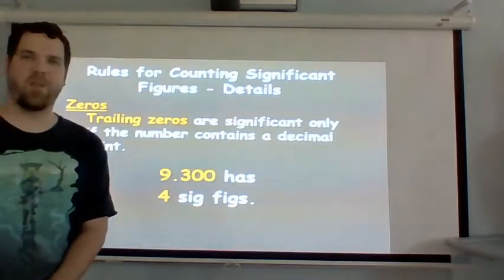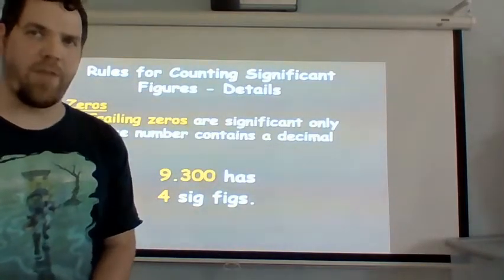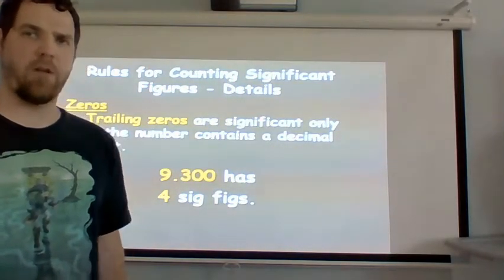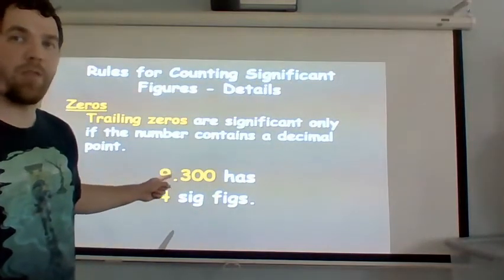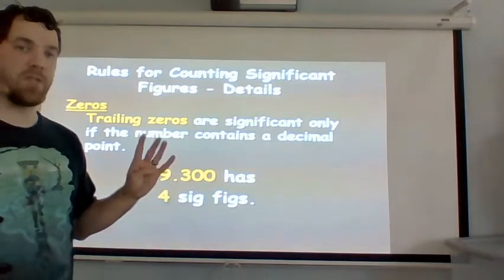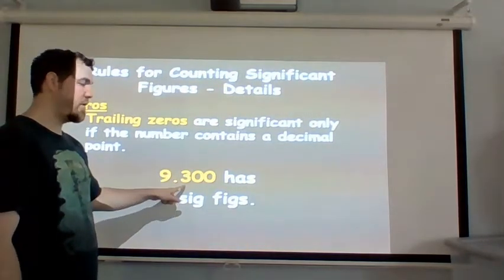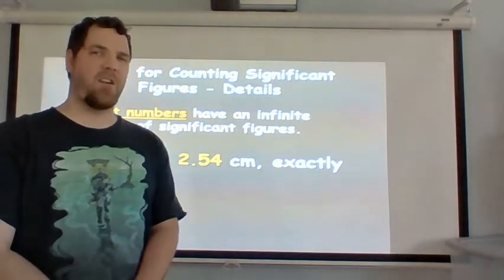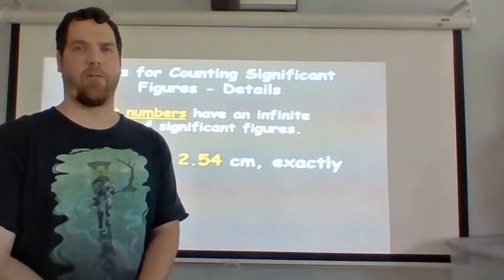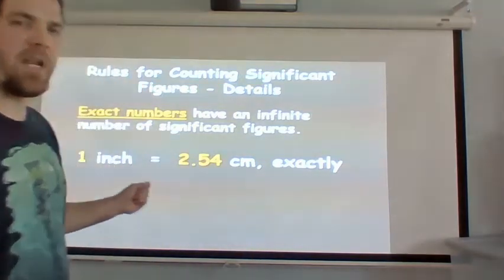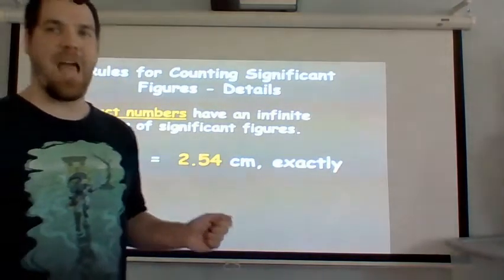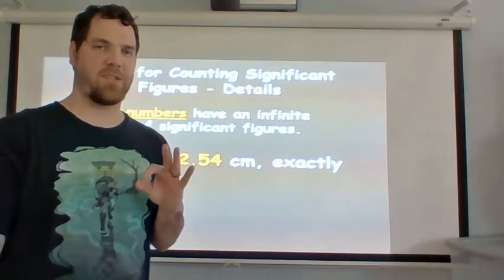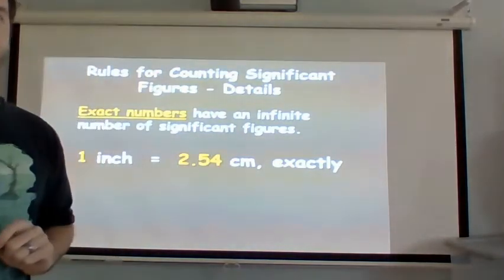Last rule here, trailing zeros, or zeros at the end of a number, are only significant if the number has a decimal point. So this number, 9.300, has 4 sig figs. 1, 2, 3, and 4. There are also some exact numbers that actually have an infinite number of sig figs. So like the conversion between inches and centimeters is exactly 2.54. This does not mean it has 3 sig figs, it means it has an infinite number of sig figs.